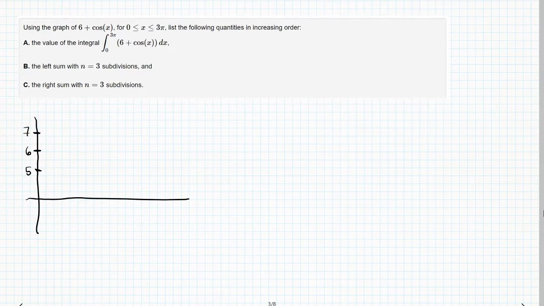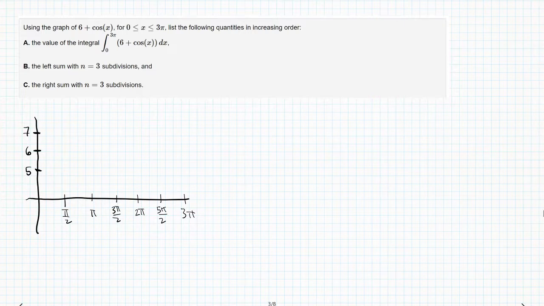So what happens with cosine if we go 6 plus cosine of x? Notice cosine of x, we just shifted that graph up 6 units. So we have pi over 2, pi, 3 pi over 2, 2 pi, we have 5 pi over 2, and then we'll have 3 pi. That's how far we want to go. Okay, so let's check this out.